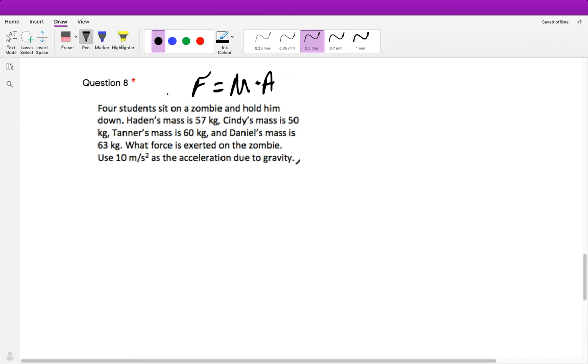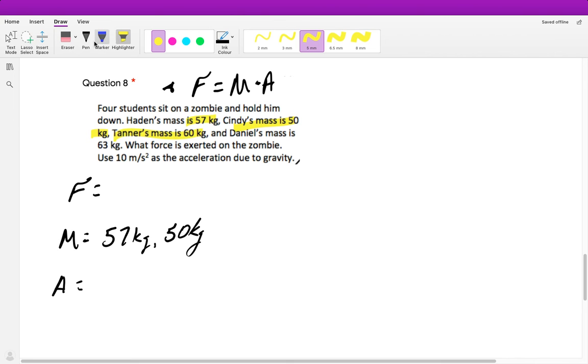All right, so once again, we start with our formula. Force is equal to mass times acceleration. I'm going to write my force, my mass, and my acceleration. It says 4 students sit on a zombie and hold him down. Hayden's mass is 57 kg, so I know I have 57 kg. And then it says Cindy's mass is 50 kg, so I have another person that's 50 kg. And then Tanner's mass is 60 kg, so I have another person at 60 kg. And the last one, Daniel's mass, is 63 kg.